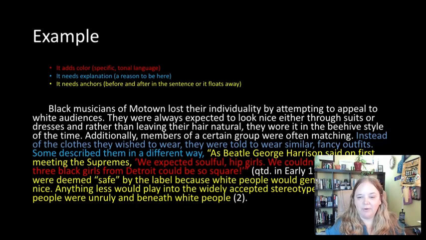It's an explanation of why this quote is coming. Instead of the clothes they wished to wear, they were told to wear similar fancy outfits. Some described them in a different way. And then we have our quote. So this is an introduction to the quote.